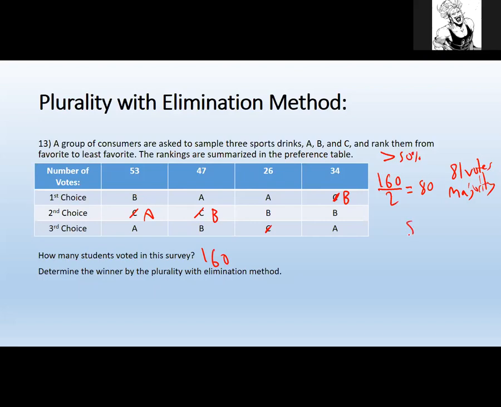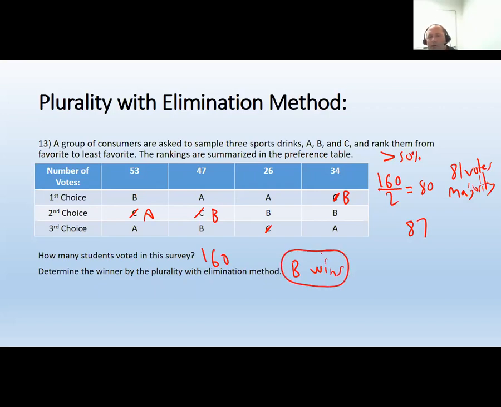87. So now B won the election. So B wins the election in the plurality with elimination method, because now B has the majority of first place votes, but we had to eliminate a candidate first to figure that out. And it's important to know who to eliminate, and you eliminate the candidate with the fewest first place votes if you have to. That's just if nobody has a majority, and you just do that until somebody gets a majority.